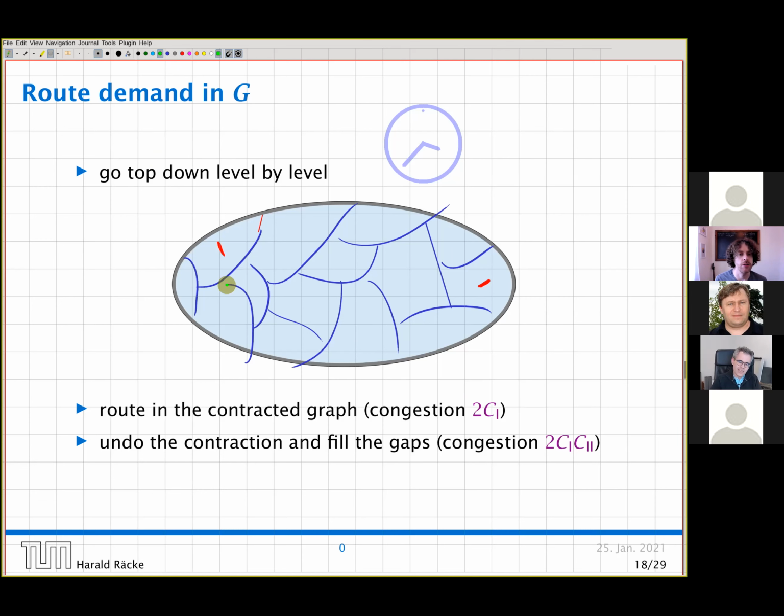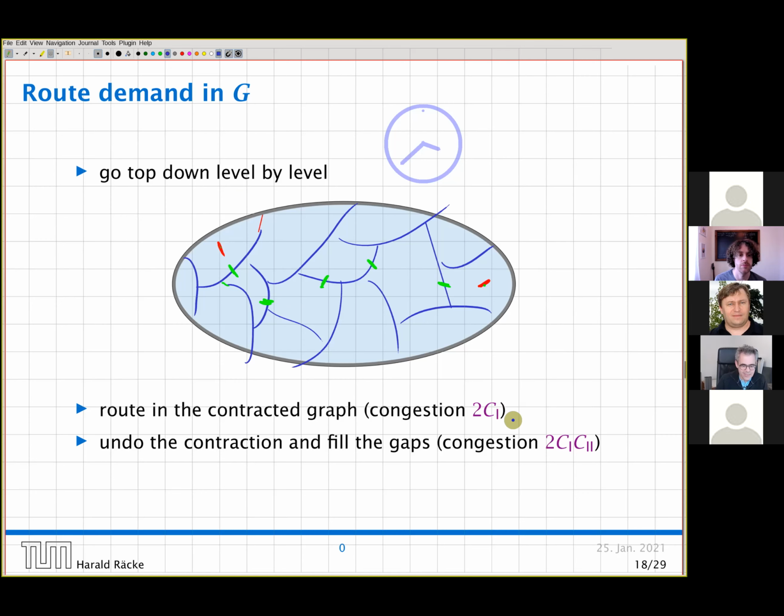But what I do now is I'm contracting this graph, I'm establishing a path between these endpoints, and then I'm doing uncontraction. I'm undoing the contraction. So this means I get something like this. The path looks like this. In the contracted graph, it's a path between these two endpoints. But now in the uncontracted graph, it's not a path anymore because it has a lot of gaps.